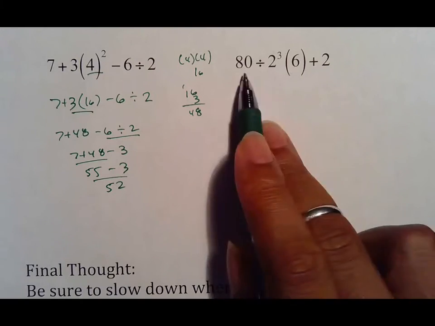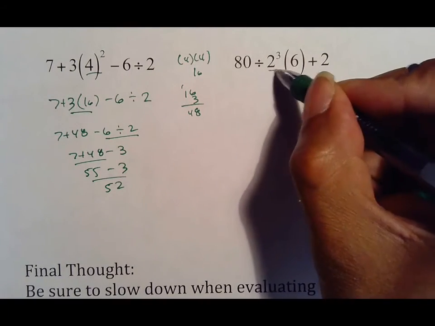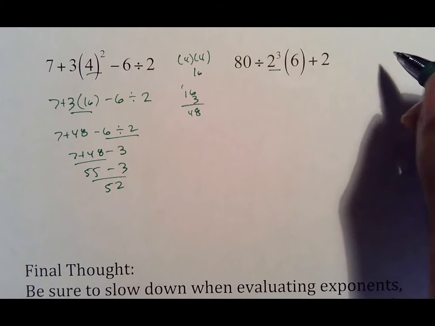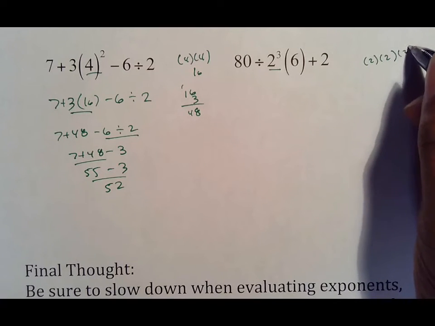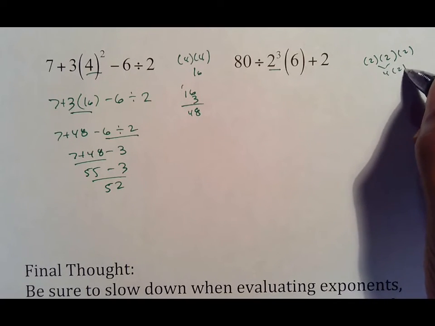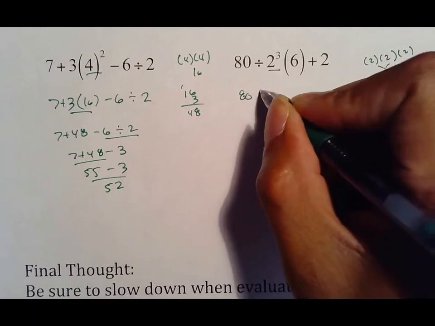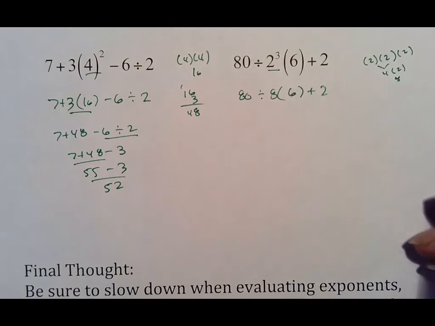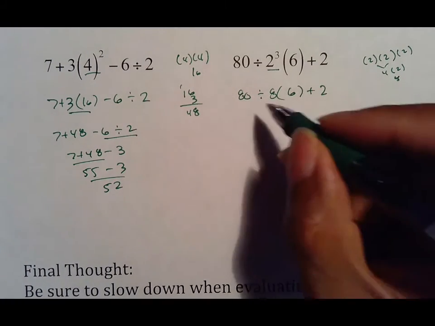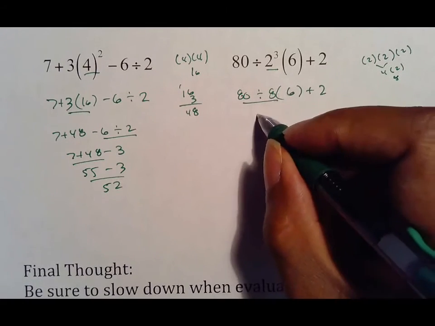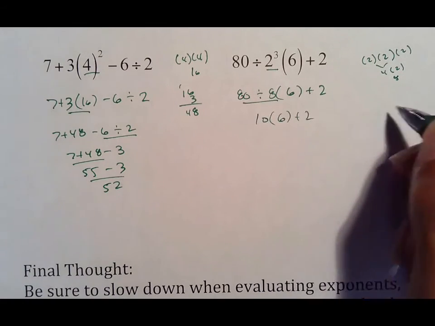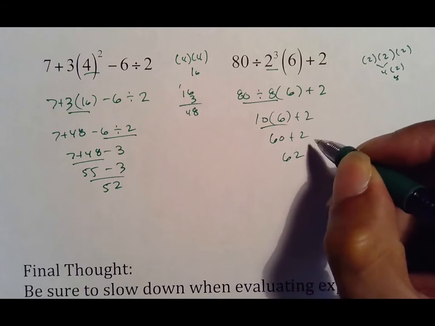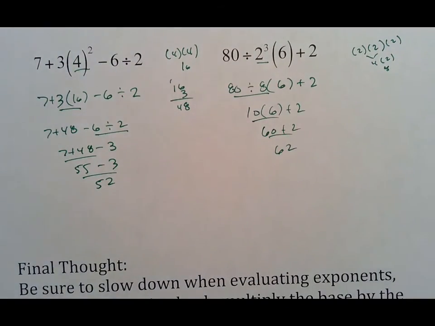Last example. First thing we've got to do is this part, because that little floating number throws us off. So 2 to the third means 2, 2, and 2. Maybe you memorize it. That's 4 times 2, which is 8. So 80 divided by 8, parentheses, 6 plus 2. Who's first now? The first teacher, and the first teacher is that division. 80 divided by 8 is 10, parentheses, 6 plus 2. First teacher here is 10 times 6. And then you deal with the last part, which is 62.